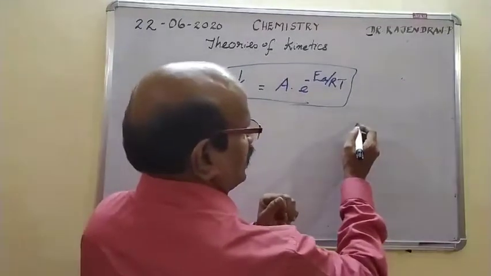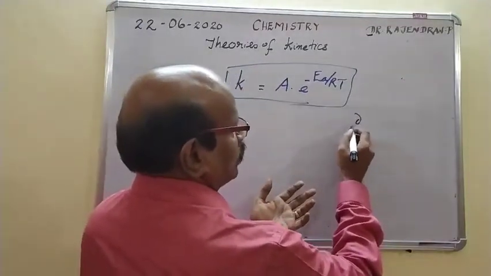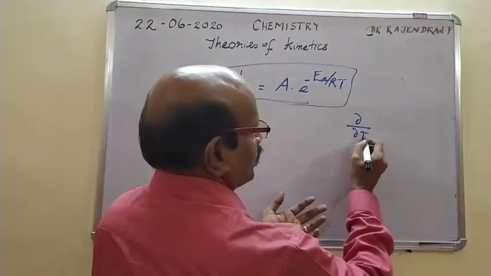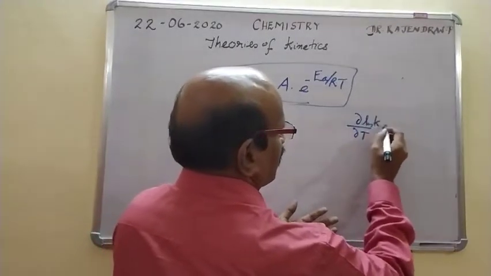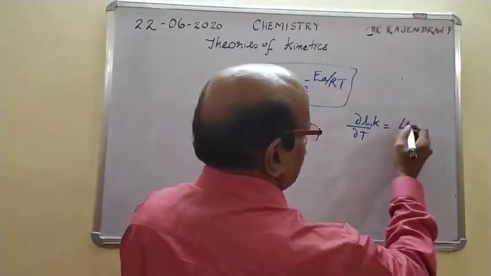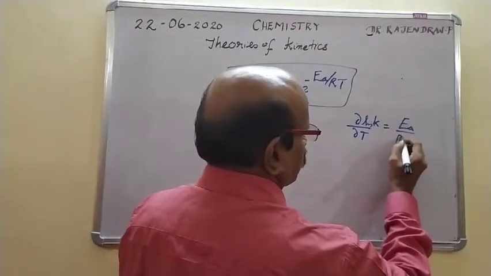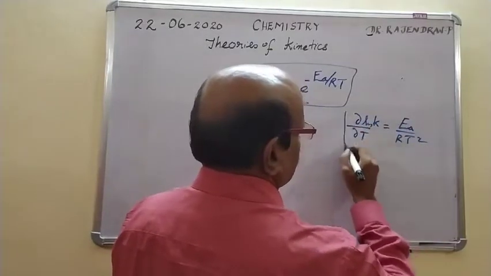You have the question, what is the effect of temperature on the rate of the reaction? d ln k by dT is equal to EA by RT squared. This is our basic equation.